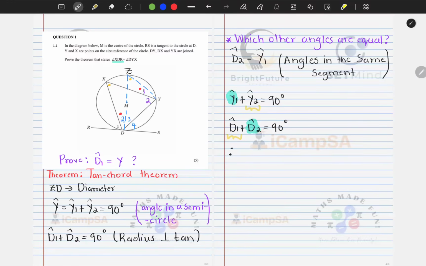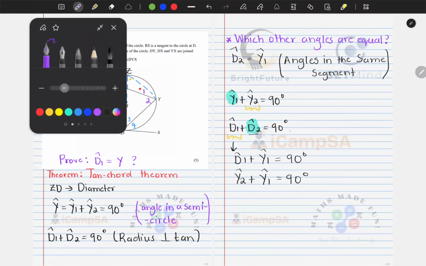So we can say therefore, because they are adding to the same thing. Think about it. So we can rewrite this equation. Maybe it will be easier to see as d1 plus, I can put y1, equals 90 degrees, because remember our d2 is the same as y1. Then we can say that y2 plus your y1 equals 90 degrees.